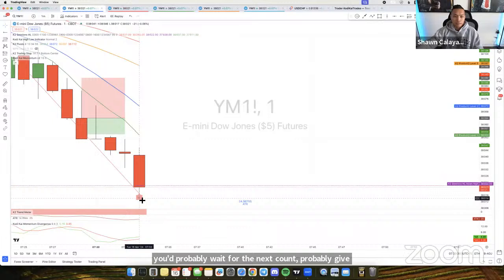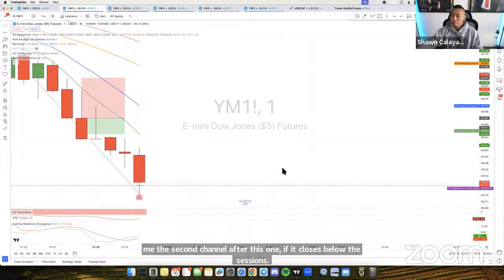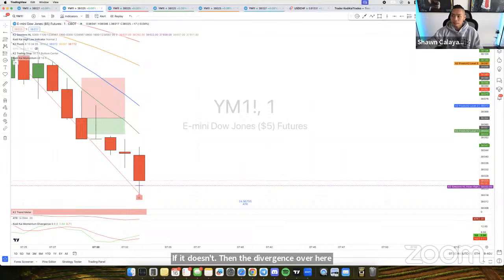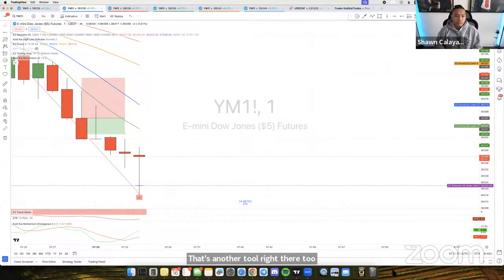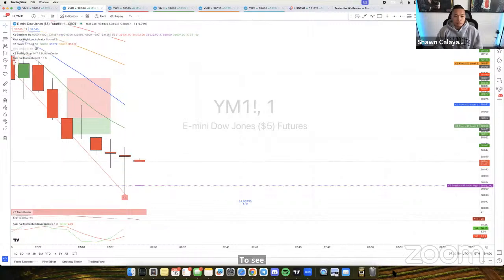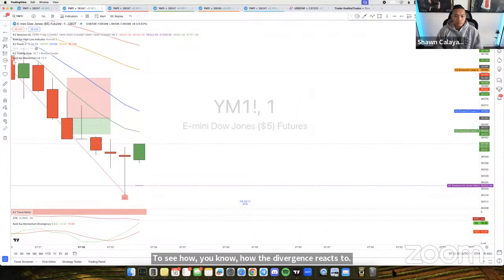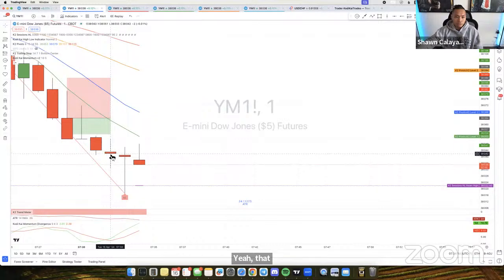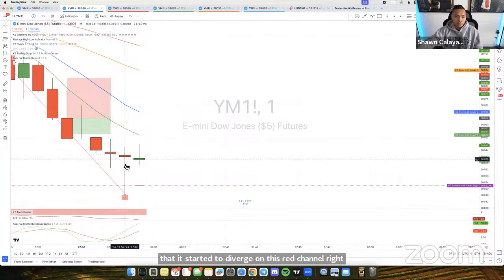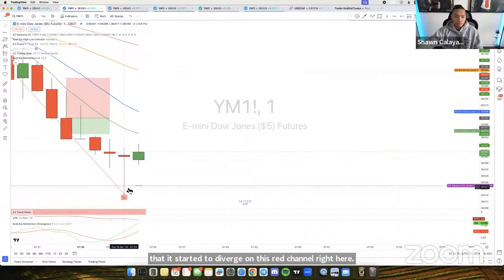If it doesn't, then the divergence over here will, yeah, exactly. So Nick just said, watch how the divergence moves on the sessions. See how it's a big spike right there? That's another tool right there too, to see how the divergence reacts to the sessions down there. Oh, it's crazy, huh, Nick? The divergence pretty much predicted, yeah, the divergence predicted the bounce here. So you can see that it started to diverge on this red candle right here. And then on this one right here, it literally bounced directly off it.